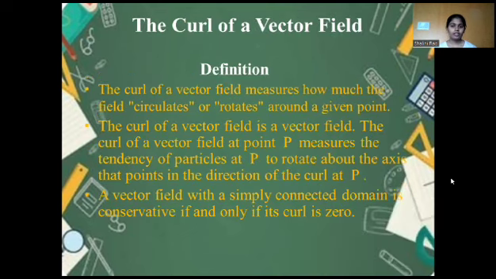Next, we have the curl of a vector field. Here we have its definition. This measures how much the field rotates around a particular point. The curl of a vector field is a vector field. The curl of a vector field at a point P measures the tendency of particles at P to rotate about the axis that points in the direction of the curl at P. A vector field with a simply connected domain is conservative if and only if its curl is zero.